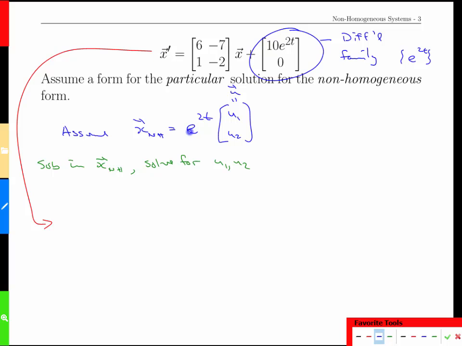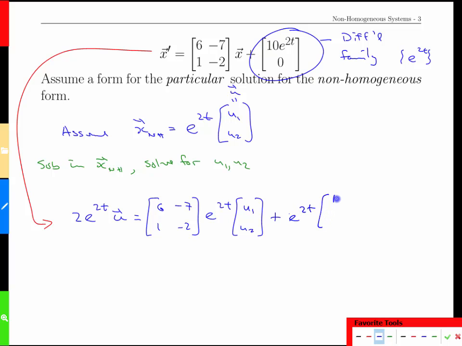We're going to do it as we go because we have enough familiarity here. The derivative of e to the 2t is going to be 2e to the 2t times our vector u. That's going to equal our matrix (6, -7; 1, -2) times x again, so e to the 2t times u1, u2, plus, we're going to bring the function out so it's easier to see, and that leaves just the 10 and the 0 as coefficients. And the nice thing at this stage is we can divide through by e to the 2t.